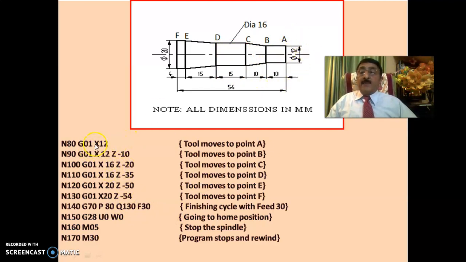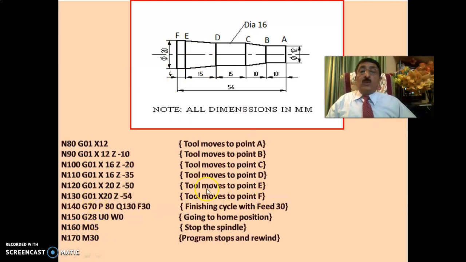I'll repeat. G01 X12 is A. G01 X12 Z minus 10 is B. G01 X16 Z minus 20, both X and Z, that is taper turning, is C. Then G01 X16 Z minus 35 is D. Again G01 X20 Z minus 50, that means changing both X and Z, is the tool moving to point E. That is taper turning. Then X20 Z minus 50 is the tool moving to point F.